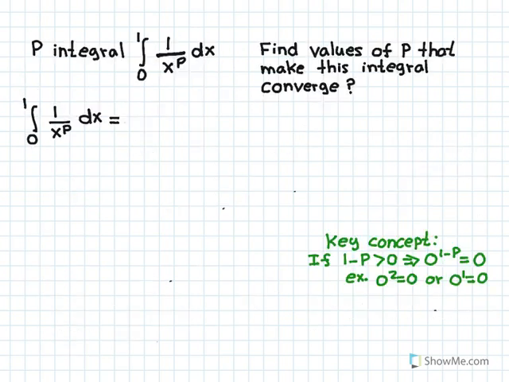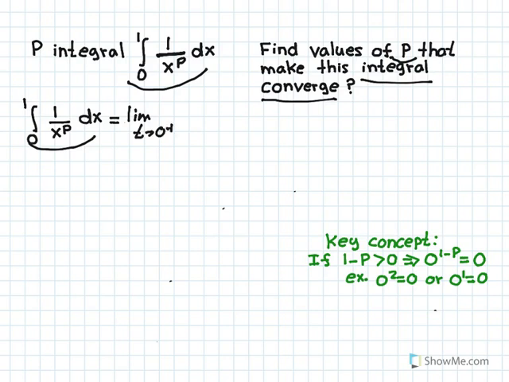So the way we do that is we look at this in the pattern of a p integral, the integral from 0 to 1 of 1 over x to the p dx. Our goal is to find the values of p that make this integral converge. The integral from 0 to 1 of 1 over x to the p dx is going to be equal to the limit as t approaches 0 from the plus side of the integral from t to 1 of x to the minus p dx.